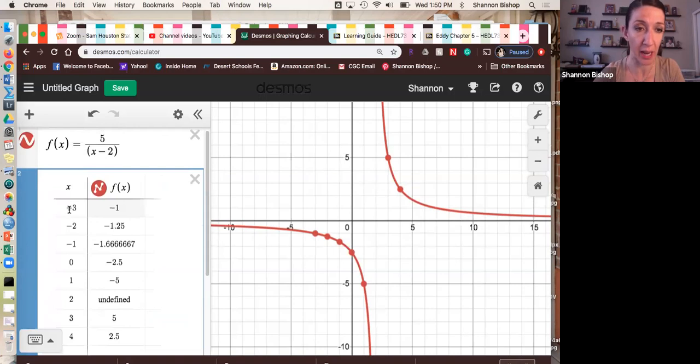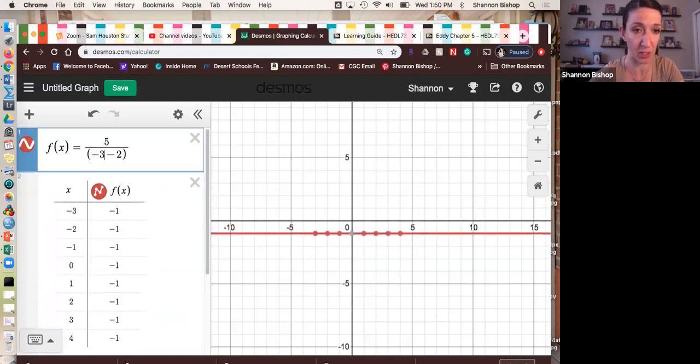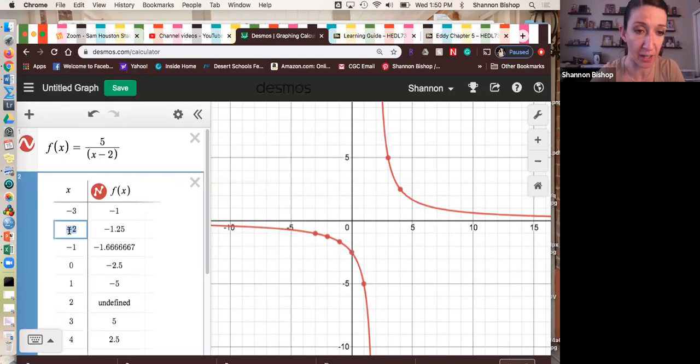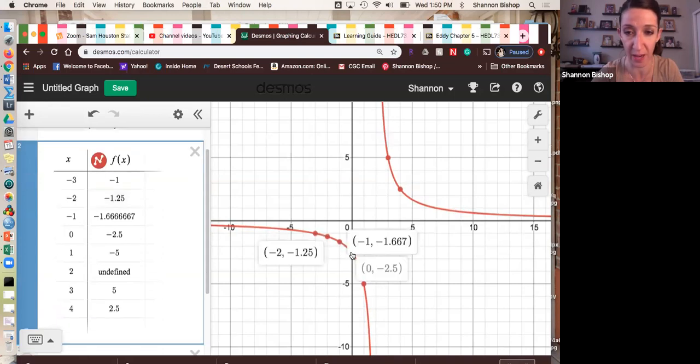So when you plug in -3, that means it would be 5 divided by whatever -3 minus 2 is, and that's how it's getting that the answer is -1. It's just doing that math. When you plug in -2, then it would be 5 divided by -2 minus 2, and it's just getting that answer. So all of these table values are simply found by Desmos plugging in this number for x and spitting out whatever the answer would be. So you can see that when you plug in some negatives here, you get some negative answers. That's these dots. It's like this guy and that guy and this guy and that guy and this guy, right? So those are all those answers.